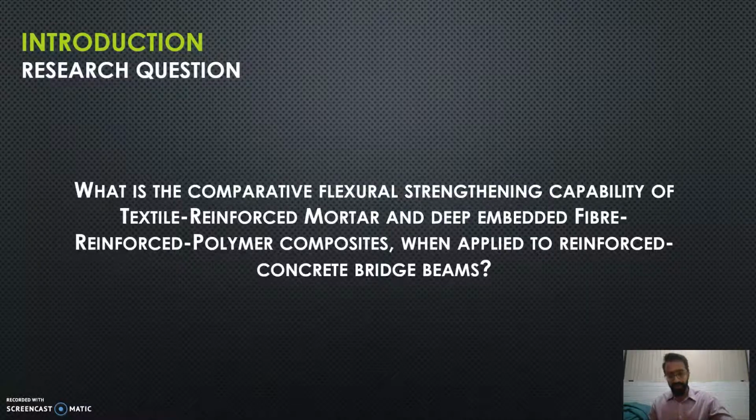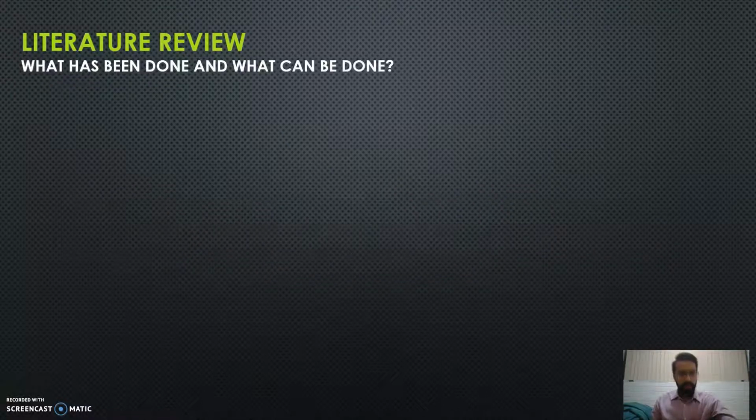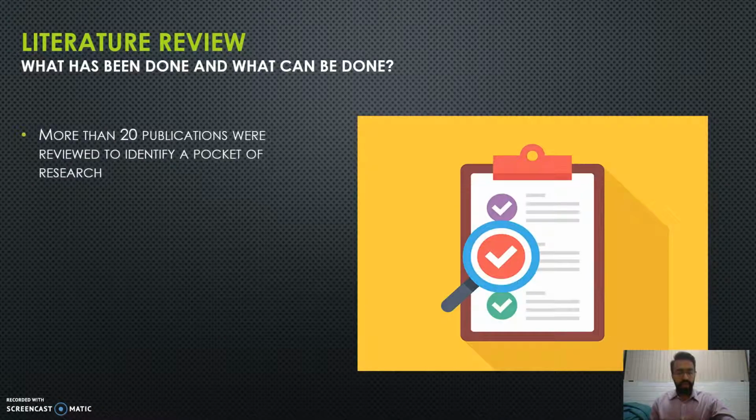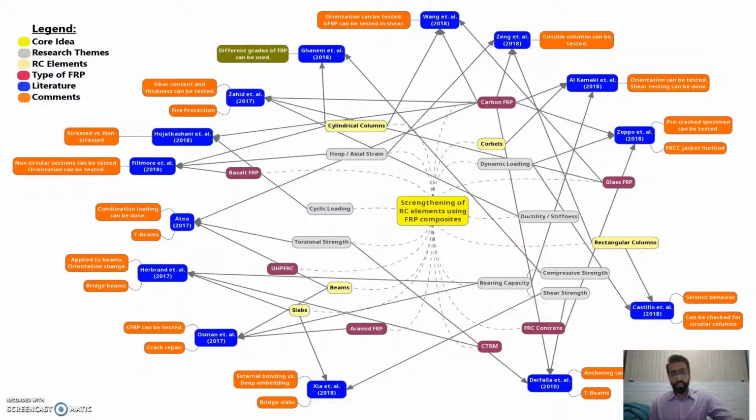Now, that might sound like a mouthful, but after we go through the literature review section, I'm sure it will make much more sense. Within the literature review, I went through about 20 publications that were focused within this pocket of research, and that enabled me to develop a mind map. This is what my mind map actually looked like. The central idea surrounded by the different types of strengthenings that were researched upon, the type of reinforced concrete elements that the researchers used, and the different types of FRP materials that were the focus of the research.